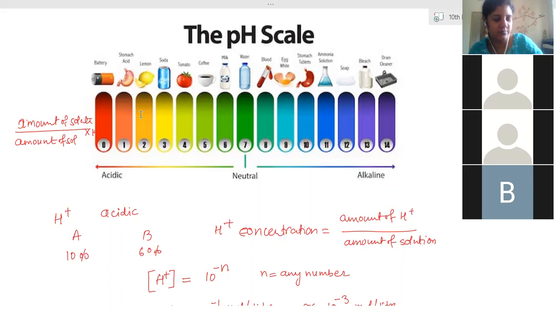Is that clear? Yes, ma'am. Okay, so writing part, what exactly you have to write? There are many more things I have written, no need to write everything. So first write down the definition of pH.